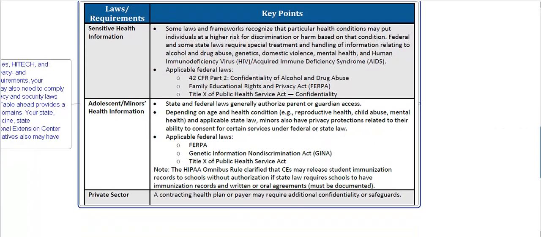Okay. Note, the HIPAA Omnibus Rule clarified that a covered entity may release student immunization records to a school without authorization if state laws require a school to have immunization records and a written or oral agreement must be documented. Private sector: a contracting health plan or payer may require additional confidentiality or safeguards.